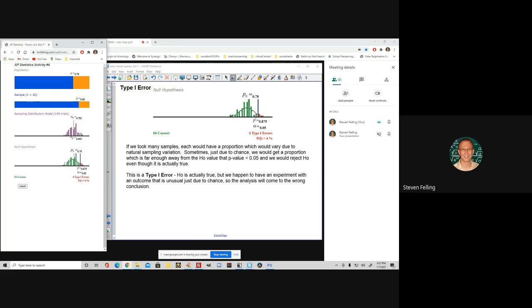All these other dots here represent different samples of 50 students that had a proportion value that was closer to the null hypothesis value, so much so that their p-values were above 5%. So they all came to the right conclusion that we should fail to reject the null hypothesis. And so these all came to the right conclusion.